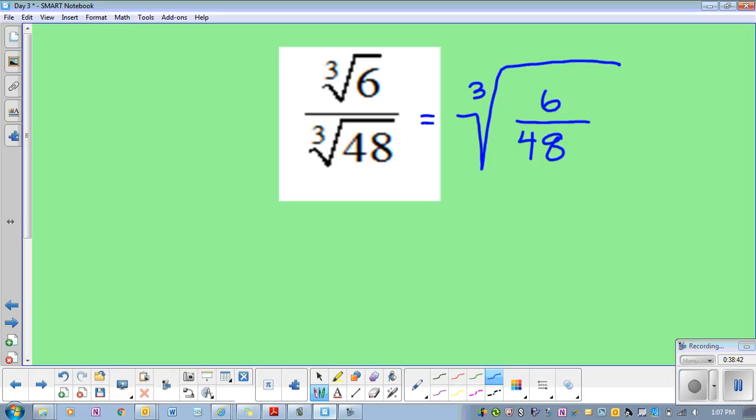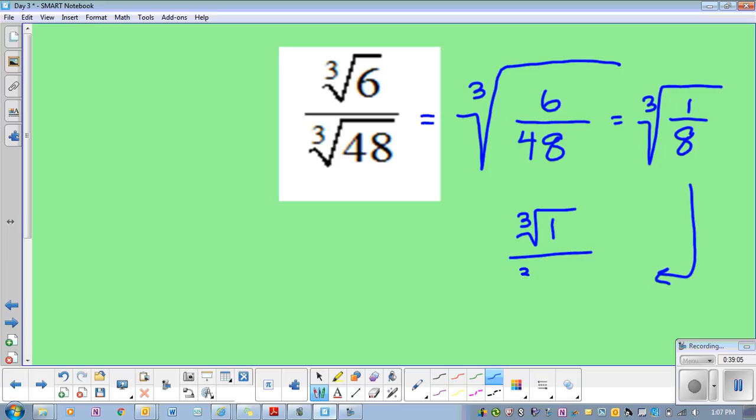What is that? Can I simplify that fraction? Yeah, it's 1/8. Cube root of 1/8. Are we okay with that? All right. So now split it up: cube root of 1 over the cube root of 8. If you memorized your perfect cubes, you would know cube root of 8 is 2. What's the cube root of 1? Good. So 1/2.